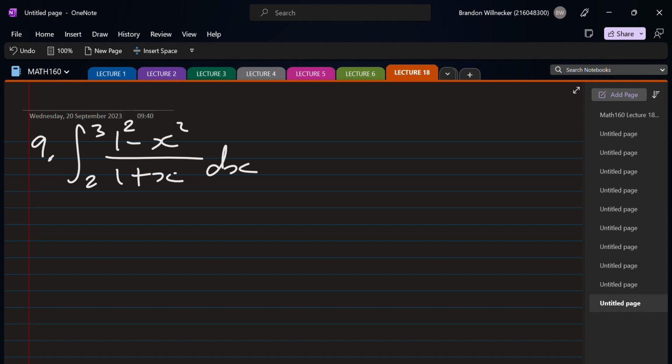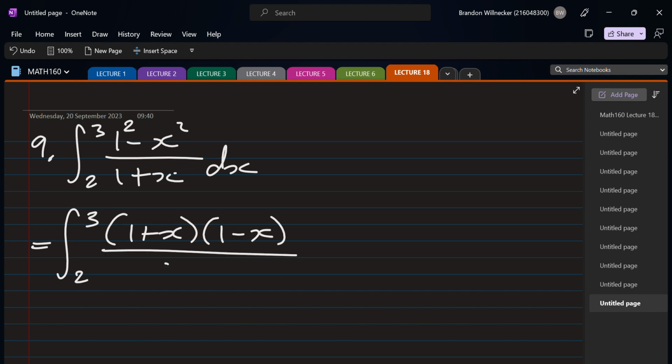So it's 1 squared minus x squared. So we can write it as 1 plus x, 1 minus x. But notice that one of those terms automatically cancels the thing at the bottom. So please look, if you can factor something, it might be able to cancel something else. So we have the integral from 2 to 3, 1 plus x, 1 minus x, over 1 plus x.